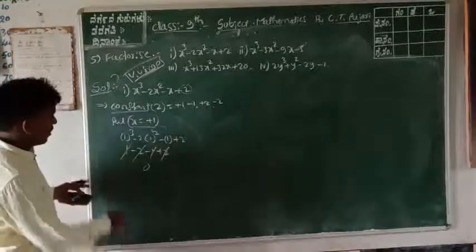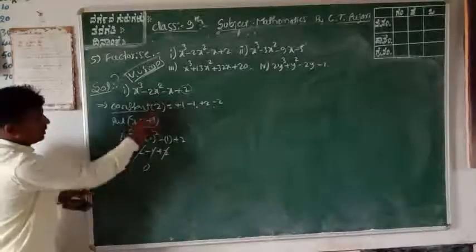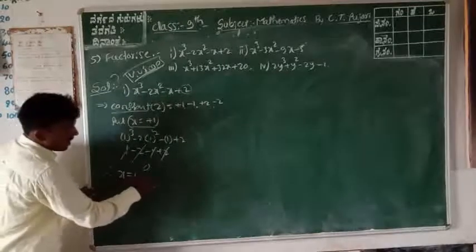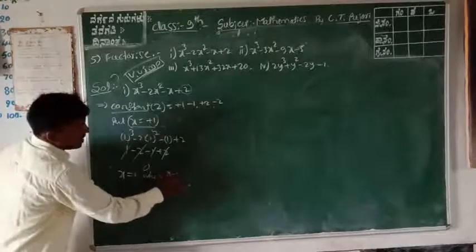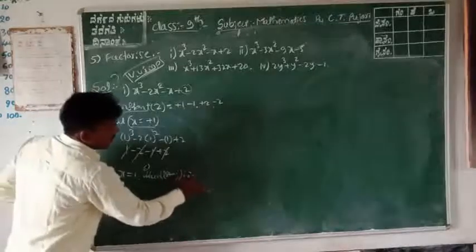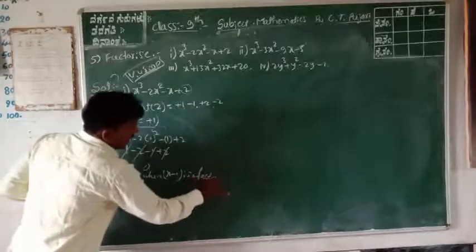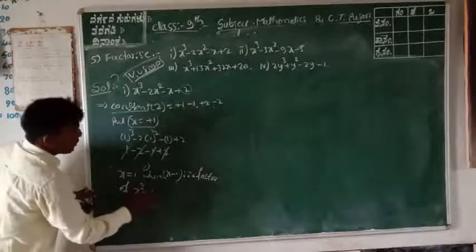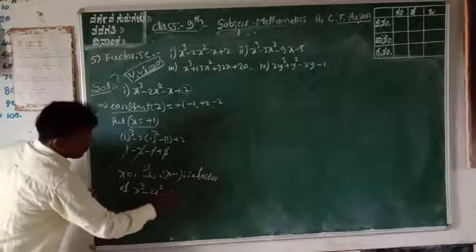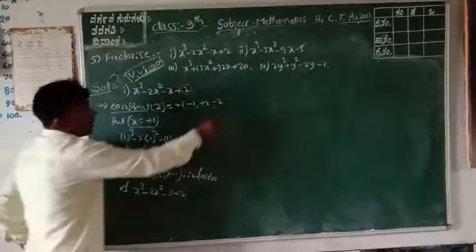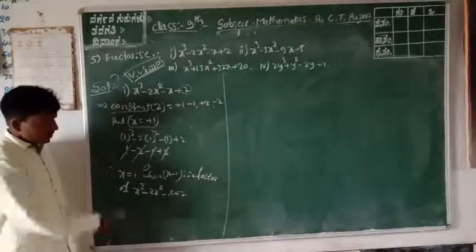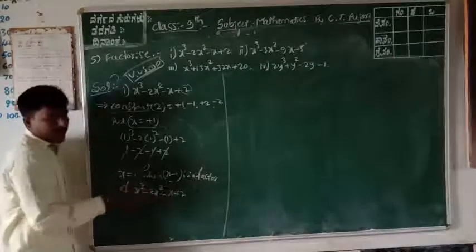Therefore, when x equals 1, x minus 1 is a factor of this polynomial x cubed minus 2x squared minus x plus 2. The first condition is over. This x minus 1 is a factor of this polynomial.